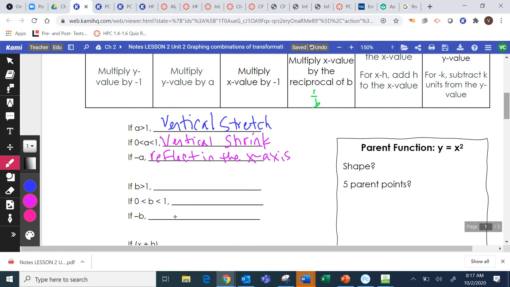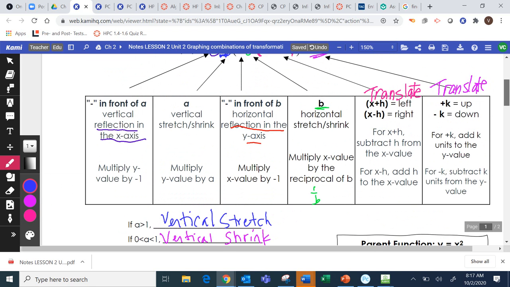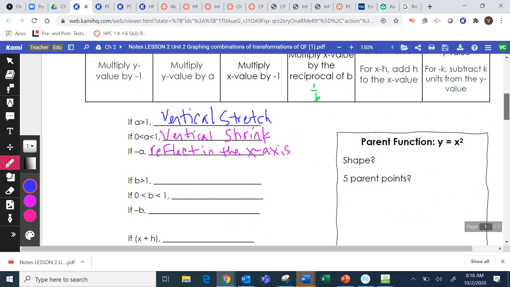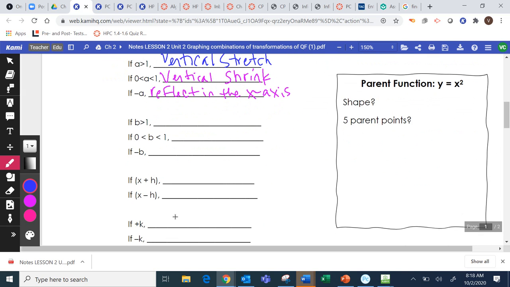Good. If b is greater than 1, so look where b is. What if b is greater than 1? Think about this. If it's greater than 1, what will I multiply by? Jacob? Is it a horizontal shrink? It is a shrink because I'll multiply by 1 over b. So horizontal shrink.